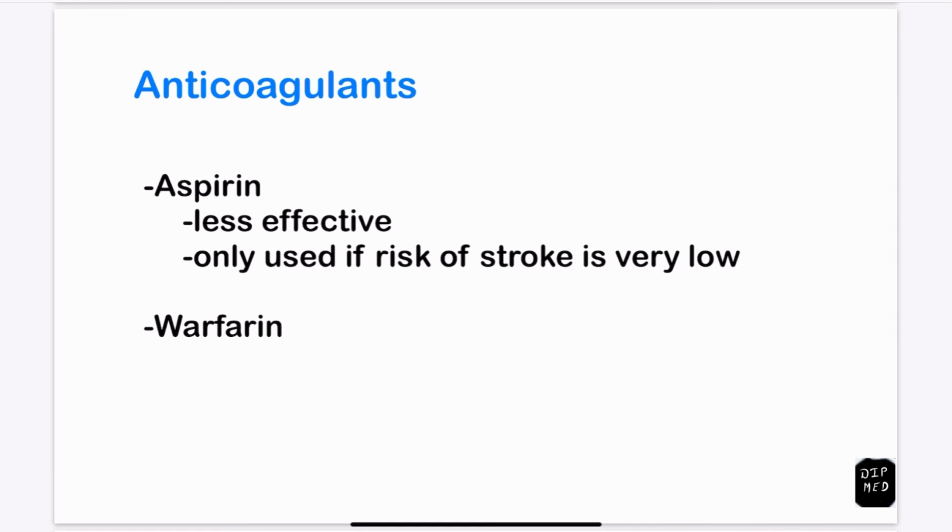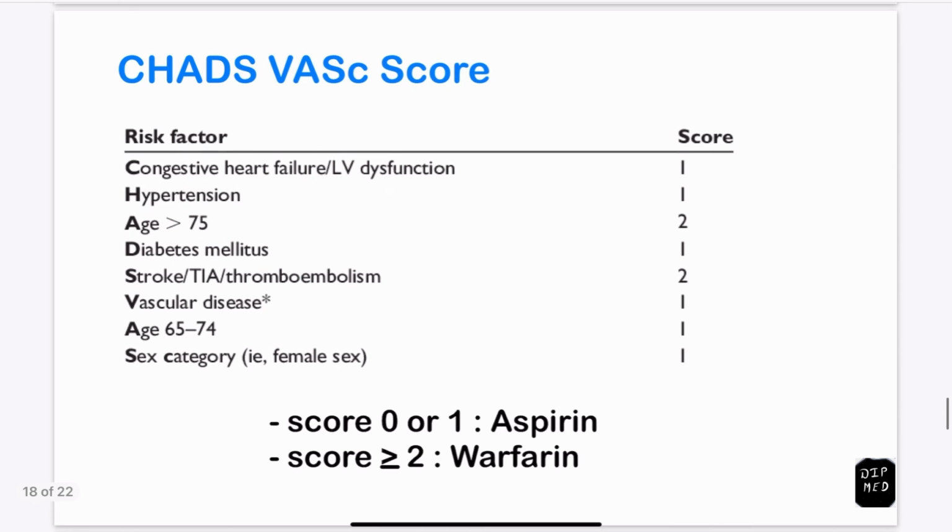And the third option for treating atrial fibrillation is the use of anticoagulants. These prevent the formation of thrombus and thus prevent stroke. The most commonly used drugs are aspirin and warfarin. Aspirin is less effective as compared to warfarin. Hence, it is only used if the risk of stroke is very low. So, it is important to calculate the risk of stroke in a patient with atrial fibrillation. For that, we have something called the CHA2DS2-VASc score.